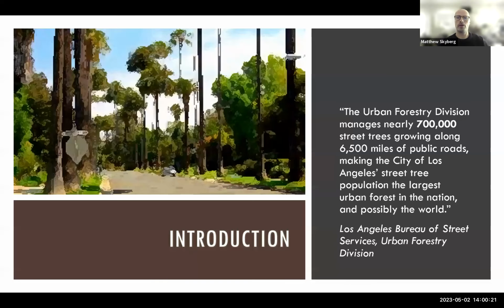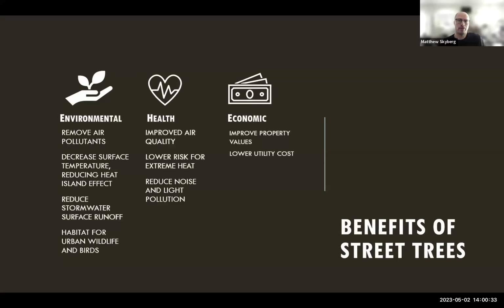The city's urban forestry division manages nearly 700,000 street trees. And this makes it the largest urban forest in the nation and possibly the world. And it's also the most diverse urban forest in the world. There are many benefits of urban tree canopy and specifically street trees.